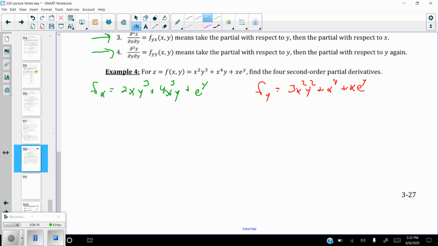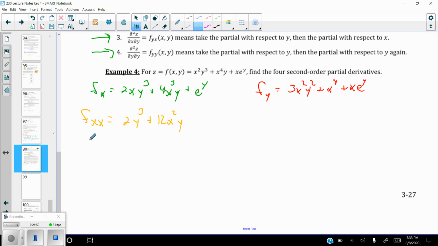All right, now let's find our partials. So we can do fxx, which is the first one, the derivative of fx first, and then with respect to x again. So if I take the derivative of 2x, that's just 2, and then keep the y cubed. The derivative of the second one, 4x cubed, that's going to be 12x squared, keep the y. Now the last piece is just e to the y. There's no x's in it at all. That's 0. There's nothing more to it.